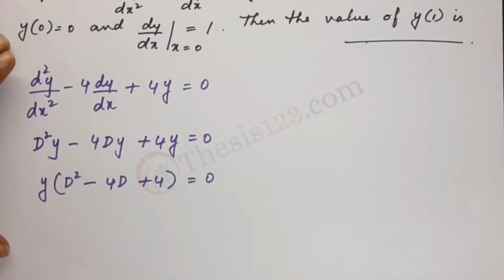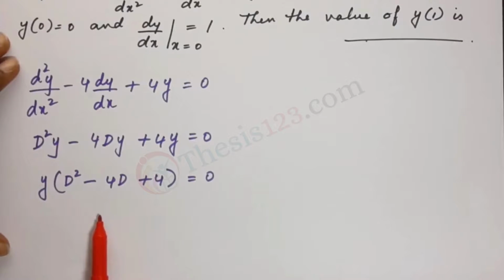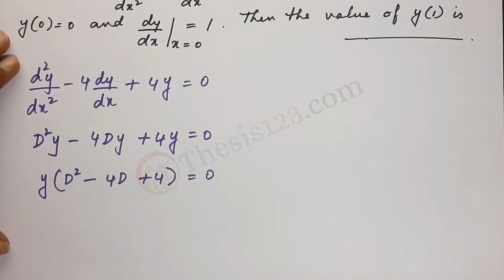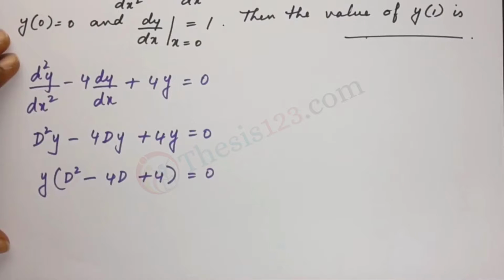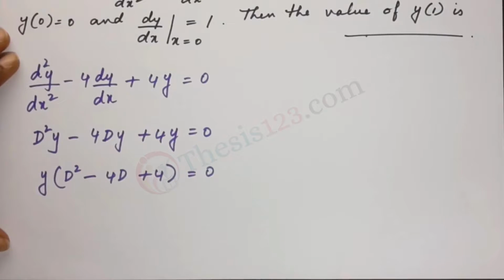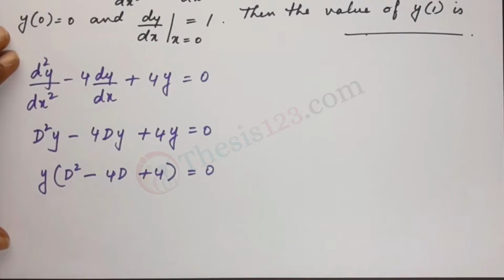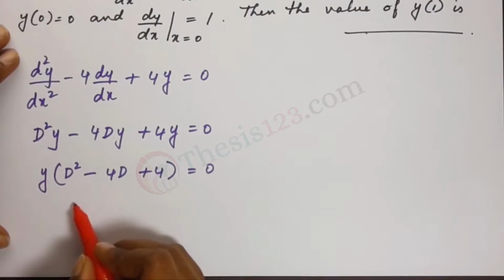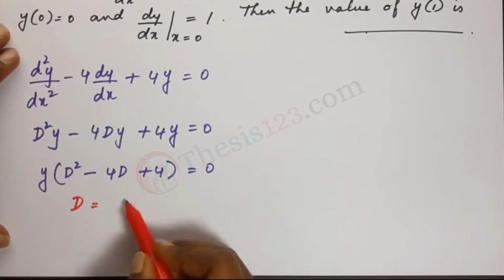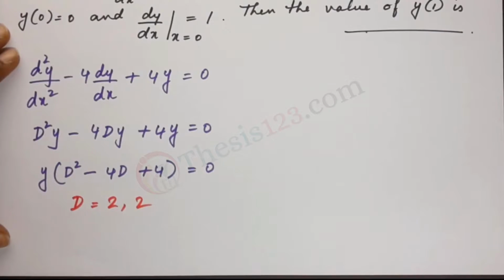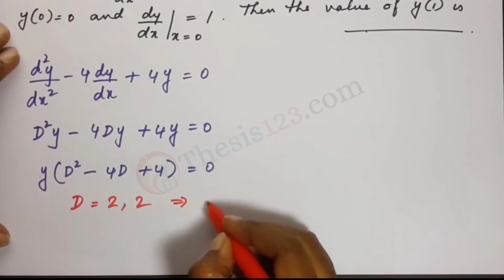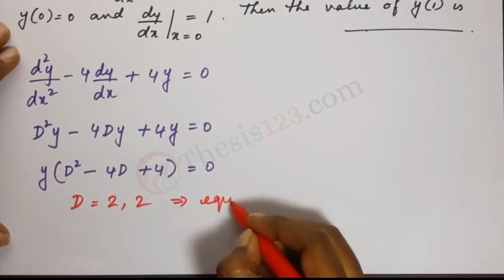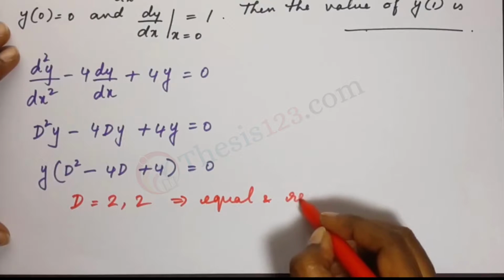I'm sure you're quite familiar with that. This is a quadratic equation, so you can use any one of the many factoring methods that are there. You can use grouping, you can use the quadratic formula, you can use the completing the square method, whichever method is suitable to you. Here we can directly see that D is equal to 2 and 2. These are the roots. So the roots are equal and they are real.